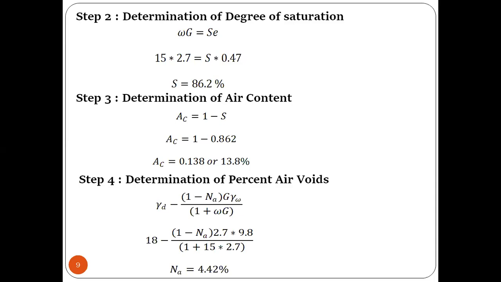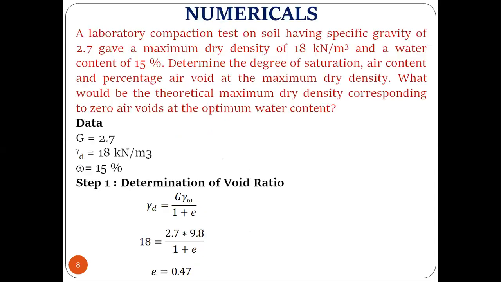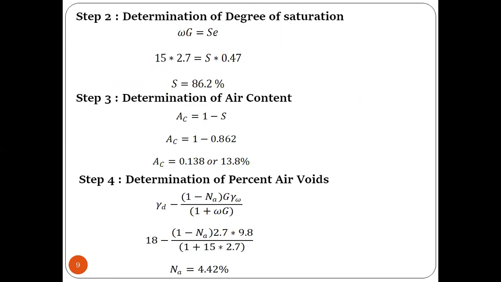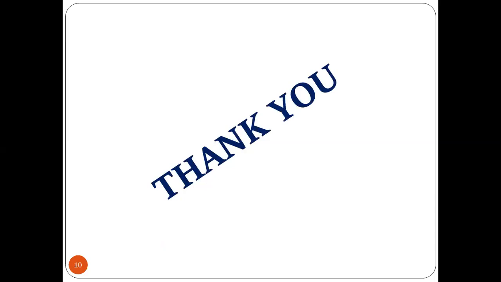And next thing is step 4, determination of percentage air voids. Here you can see, and percentage of air voids at the maximum dry density you have to find out. So percentage air voids at maximum dry density means what? Gamma D you have to consider. So for that, here is the formula, gamma D is equal to (1 minus Na) G gamma W divided by 1 plus Wg, where Na is, I'm going to take it as a percentage air voids. All the data we will be knowing, only Na I'm not knowing. So Na is equal to 4.42 percentage I'm going to get, right? This is the determination of percentage air voids.